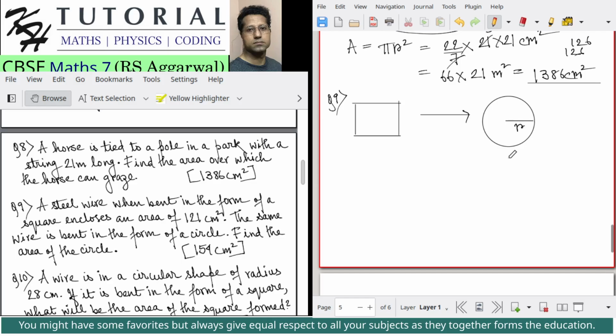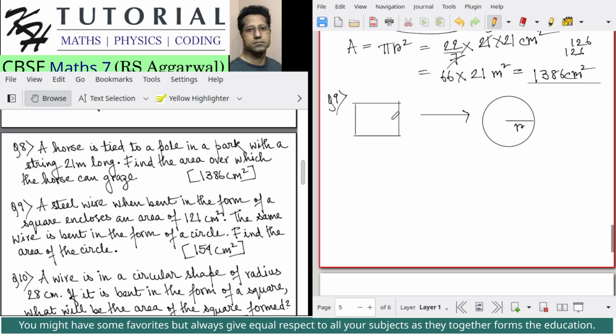So it is given that a steel wire, when bent in the form of a square, encloses an area of 121 centimeter square. The concept is that the perimeter of the square will be equal to the perimeter of the circle, because the length of the wire is constant. Since the area of the square is given, we can easily find the side length of the square, and from the side length we can find the perimeter of the square, which will be the length of the wire, which will also be the circumference of the circle. From the circumference, we can easily find the area.